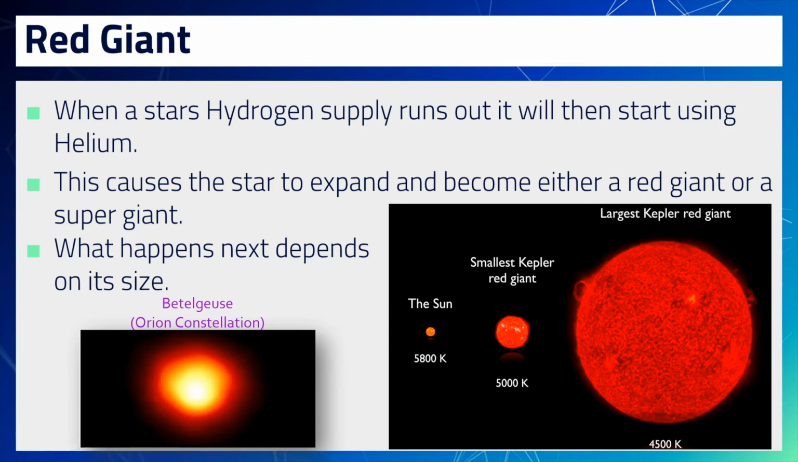As you move on from here, what happens to the star next will depend on how big the star actually is. If you want an example of a star that's in this part of its life, you can look to Betelgeuse, which is a star in the Orion constellation. It's one you can actually see at night, and it has a bit of a reddy glow to it because it is a red giant itself. So that is what happens after main sequence. It becomes a red giant.